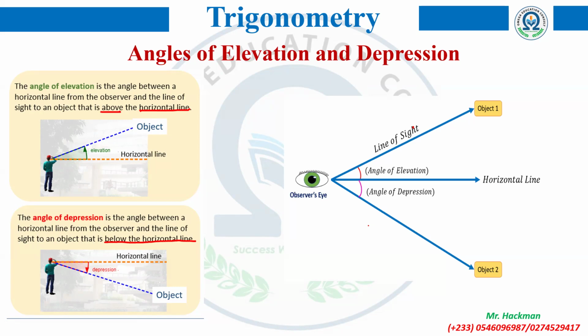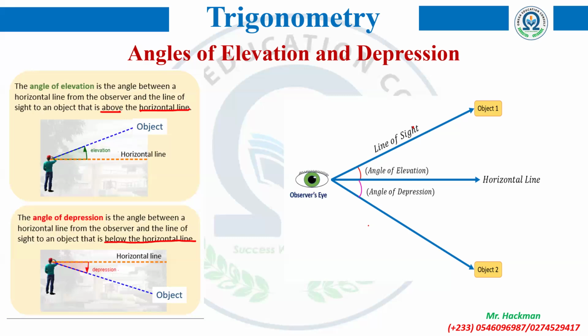The horizontal line. So anytime you are fixing your angle that we are referring to either as the elevation or depression, your angle must be between a horizontal line and a diagonal line. So immediately you see that one of the major lines, which will be your horizontal line, is missing, then it means there is a problem.